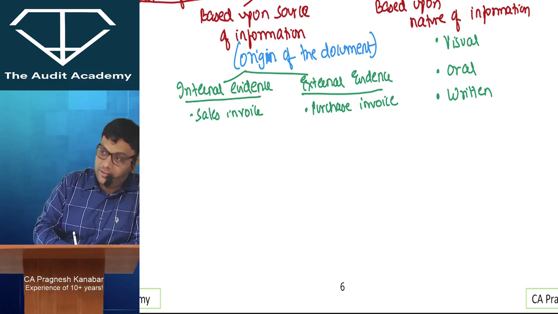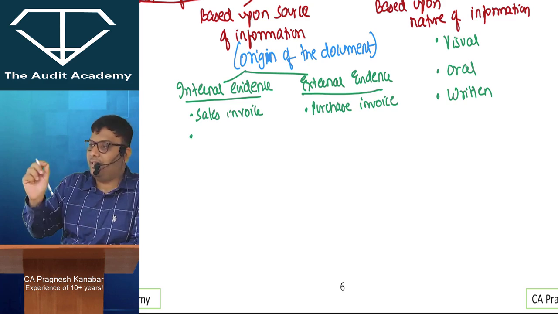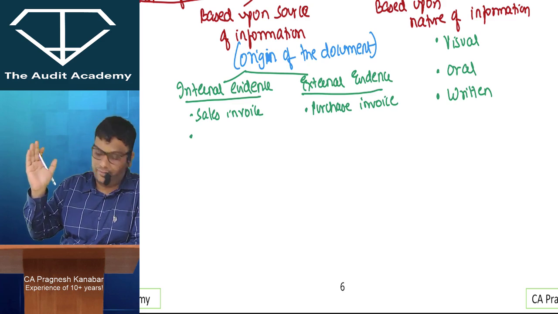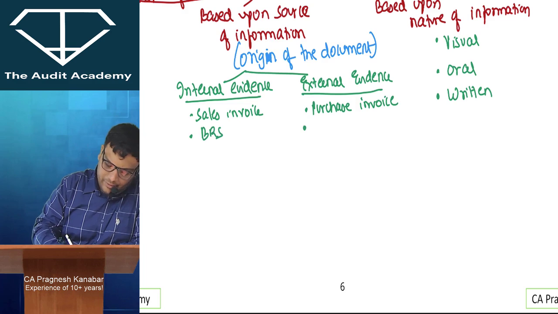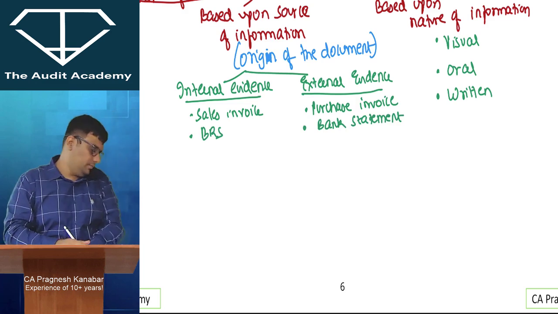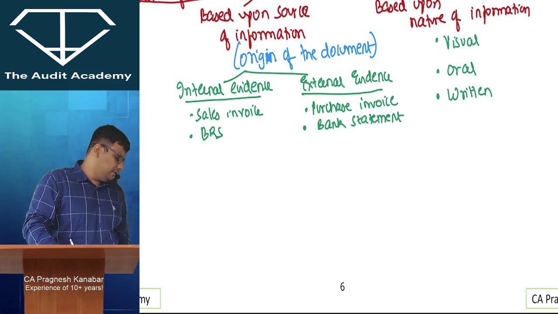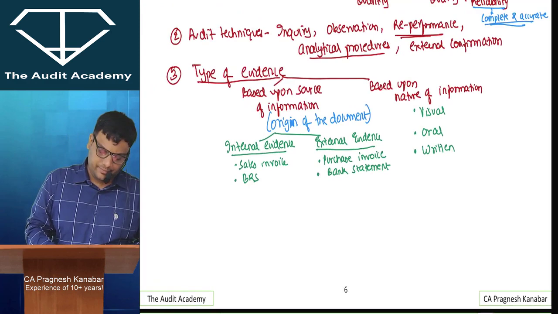So, sales invoice, purchase invoice. Now you tell me, is a BRS I for internal or E for external? BRS is internal. Once you know the concept, I know you will be able to do it. And a bank statement is external evidence. BRS is internal evidence. No need for more examples.